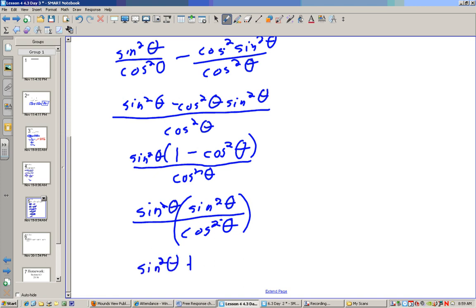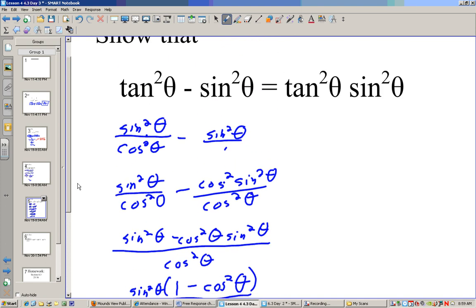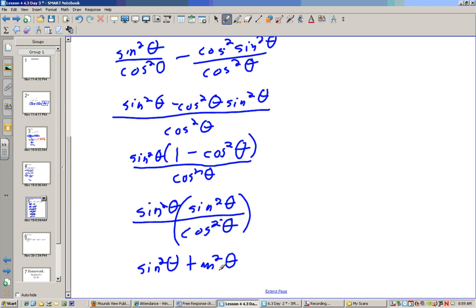Sine over cosine is tangent squared theta. And that's as far as we can go, so hopefully that's the end. Tangent squared sine squared, yeah, that's the same thing as sine squared tangent squared. So we are finished with that problem.